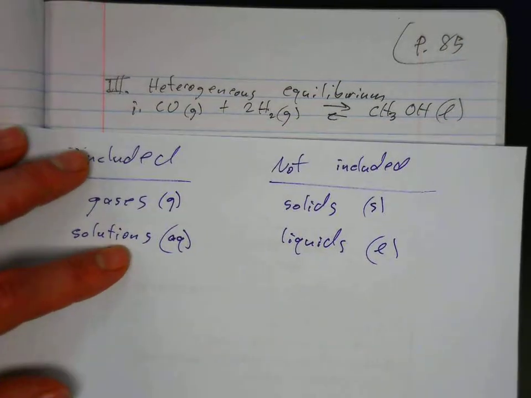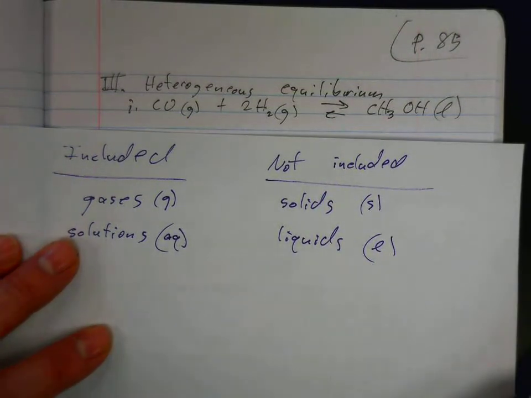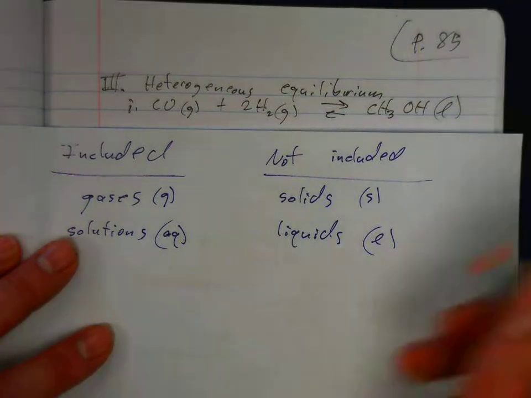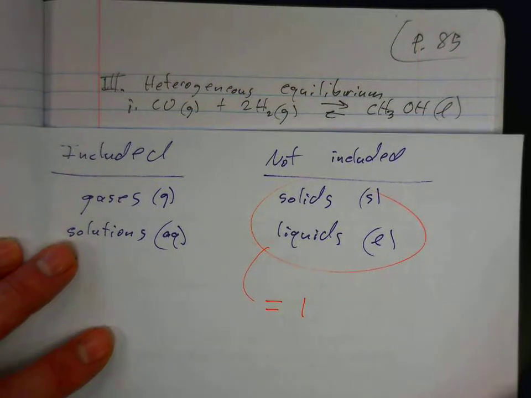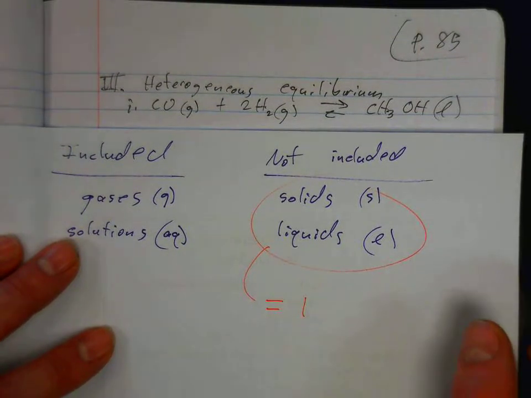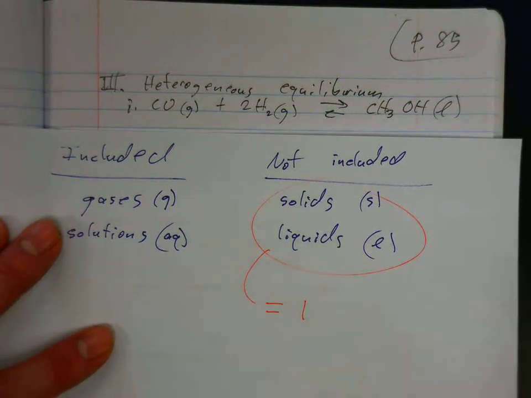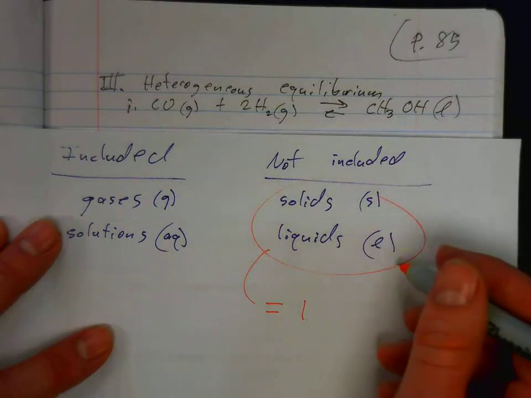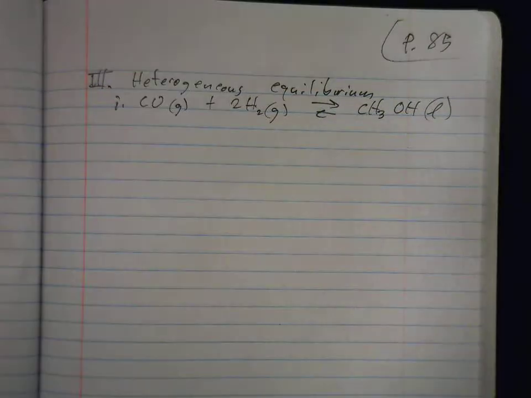And the reason why we don't include solids and liquids is that, although they have a concentration, their concentration will be taken as 1. The equilibrium expression deals with changes, and since solids and liquids don't change, we might as well not even deal with them. We'll just set their concentrations equal to 1, and they drop out of the expression as 1s. So we will not include solids and liquids in the expression.